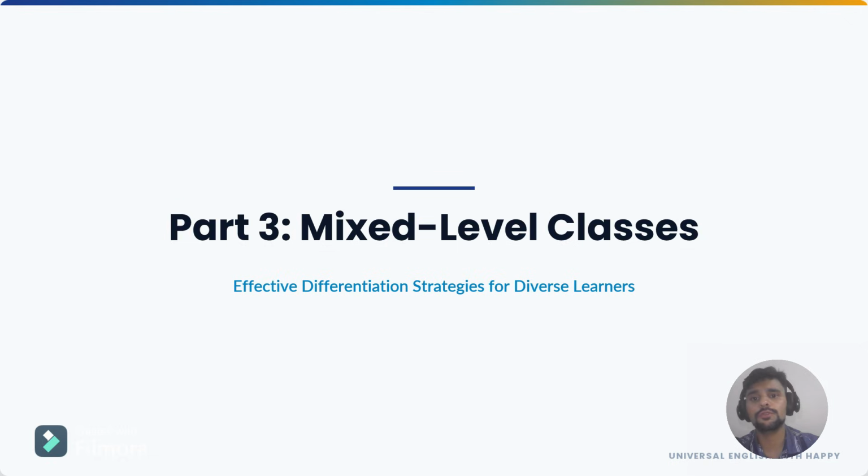And now I would like to welcome you to part 3. Teaching mixed level classes. Effective differentiation strategies for diverse learners. Here is a universal truth in language education. Pure homogeneous classes do not exist. Even in a class labeled B1, which we call intermediate, you will have students who excel at speaking but struggle with writing, alongside students who know every grammar rule perfectly but freeze up when speaking. How do we run a classroom so that stronger students aren't bored while weaker students aren't left behind? Let's look at differentiation.